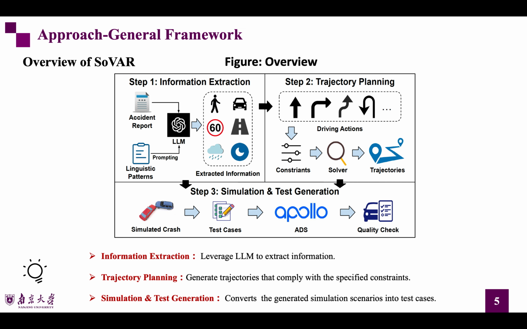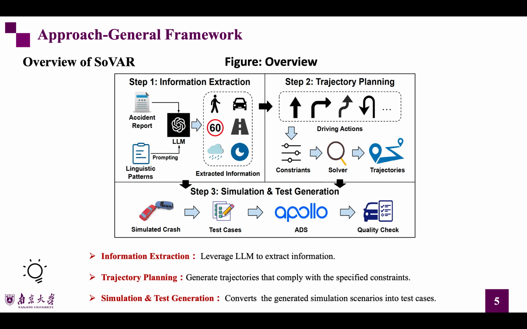Next, we introduce the general framework called SoVAR. SoVAR consists of three steps to obtain simulation-based tests. SoVAR initially abstracts the accident scenario into layers. It then leverages an LLM to systematically extract information about accident influencing factors from the accident report, organizing the information layer by layer. Following this, SoVAR establishes constraints on the pre-accident driving actions of traffic participants and employs a constraint solver to generate trajectories that comply with the specific constraints outlined in the accident report.